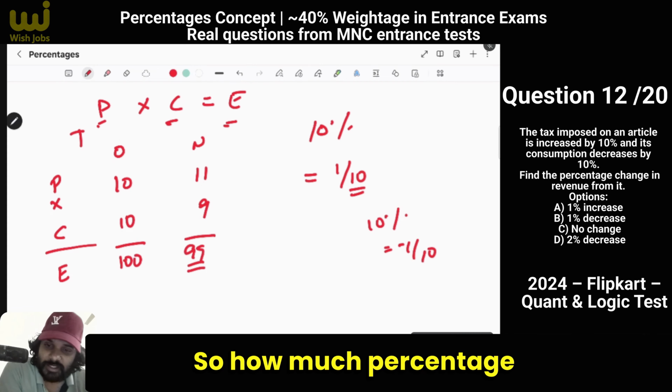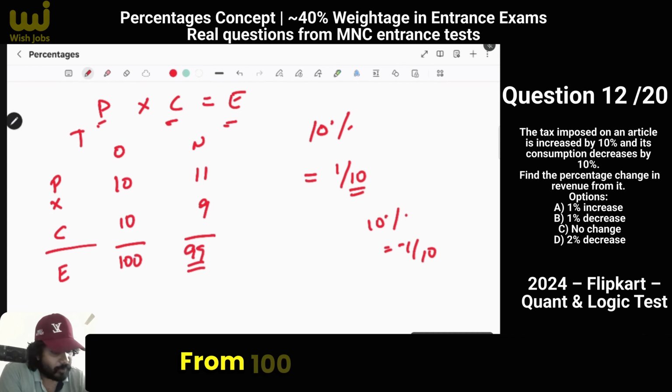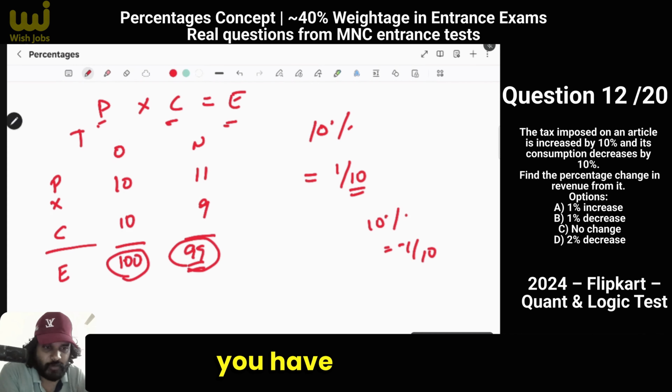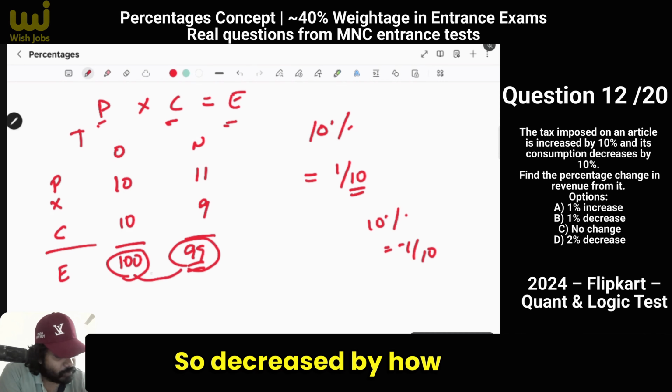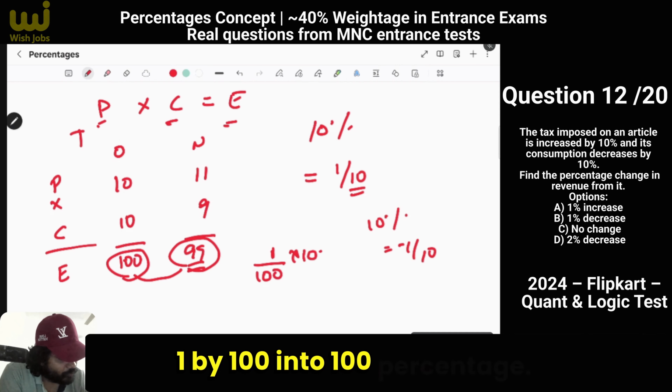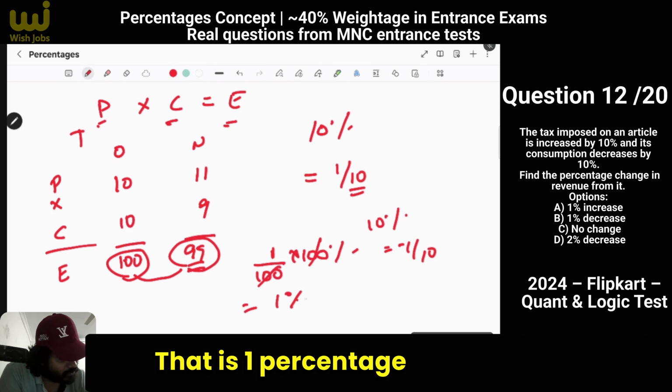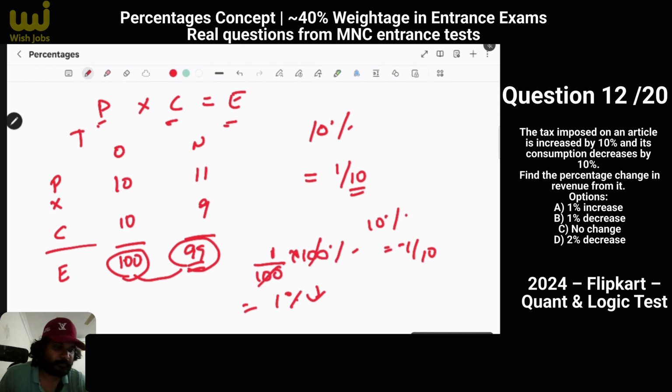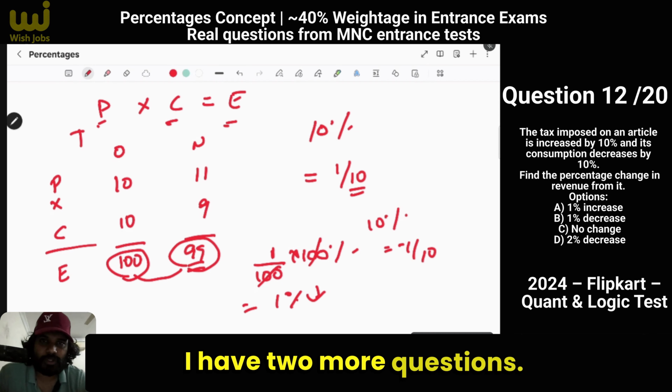So how much percentage it decreased? Okay, from 100 it decreased to 99. If you see in the options, you have 1% increase, 1% decreased, no change, 2% decreased. Okay, so here it decreased, right? So decreased by how much? 1. 99 minus 100 is 1. 1 by 100 into 100%, that is 1% decreased. Clear? Yeah, clear. In the similar manner, I have 2 more questions. Please try them.